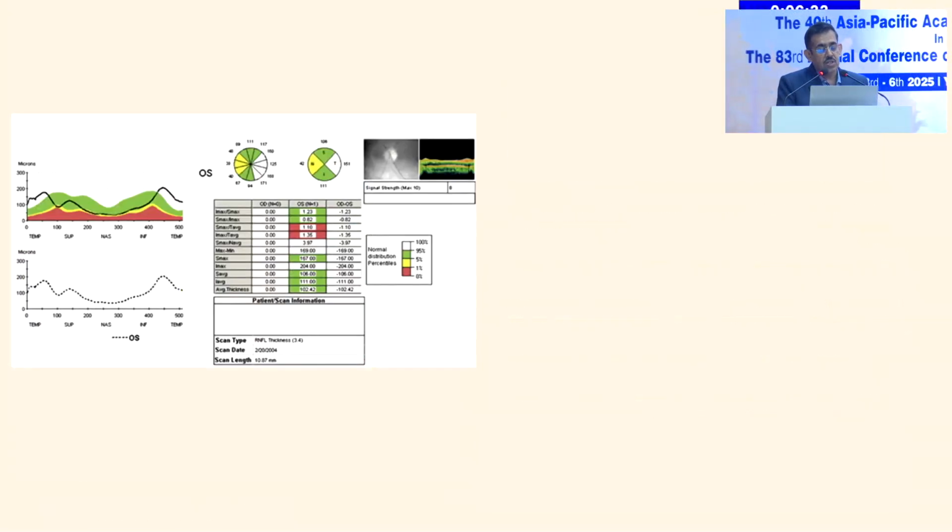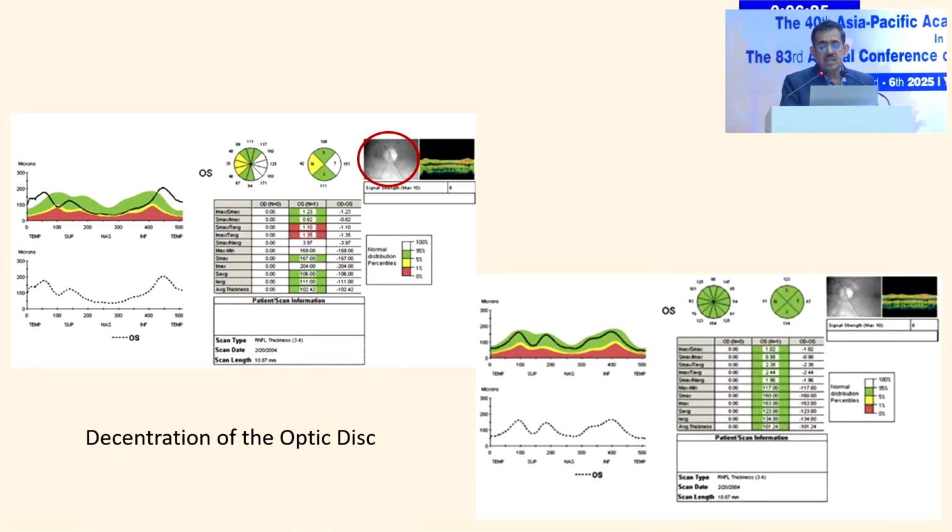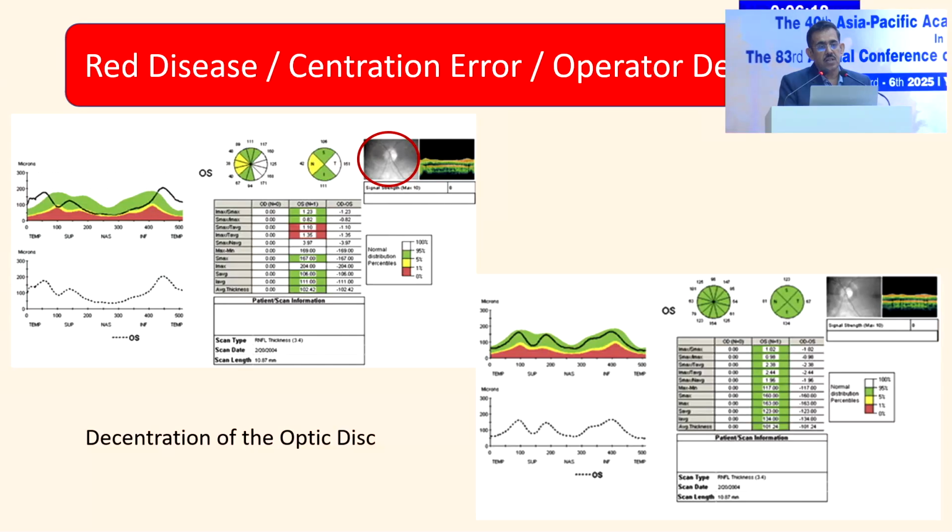Another printout showing a lot of red areas in the RNFL table, and if we see carefully, the disc has not been centered. Now when the disc is centered properly, all the red areas disappear and the green areas come over. So this is a centration error by the operator.